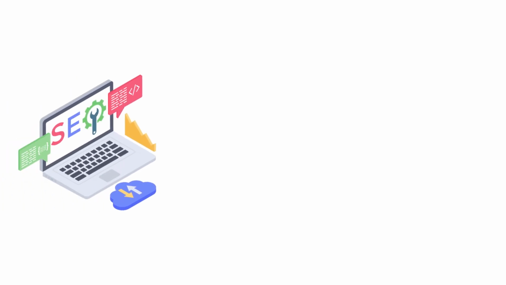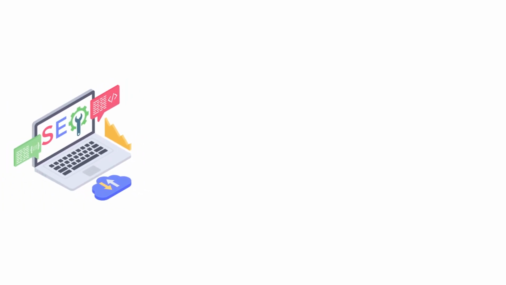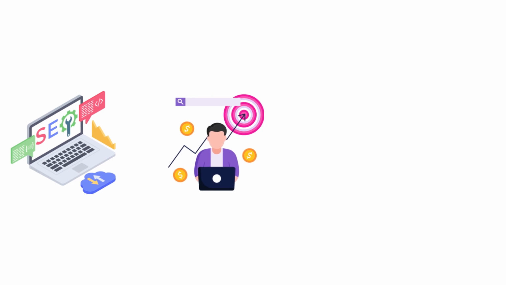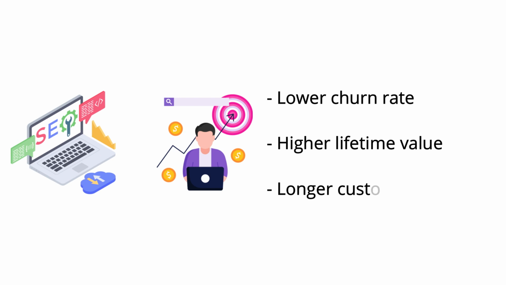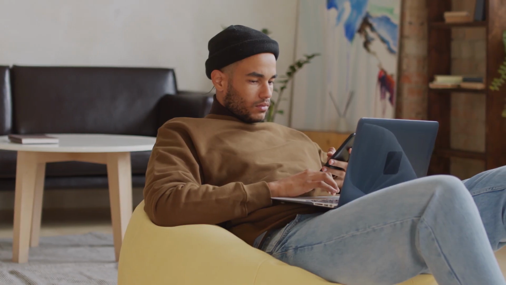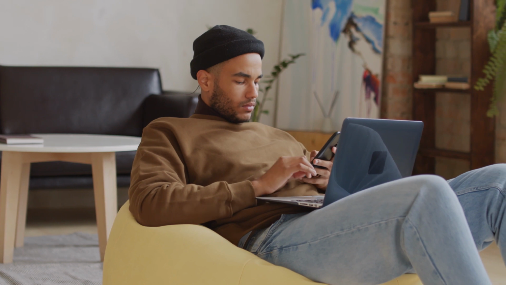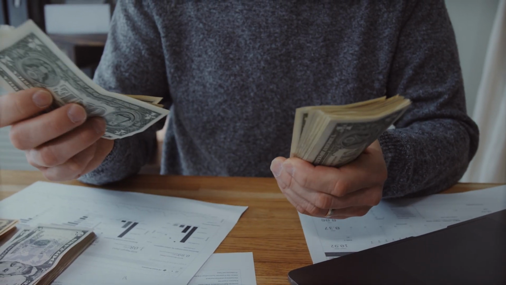Let's say you are selling SEO software. Targeting SEO agencies could be a game changer for you. Why? Because they typically have lower churn rates, higher lifetime value, and longer customer retention periods, because these businesses need you to run their businesses. That's why your messaging shouldn't be one size fits all. It should be laser focused on the specific group of people or companies that drive the most revenue for your business.